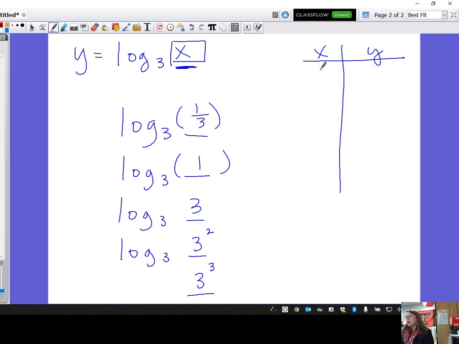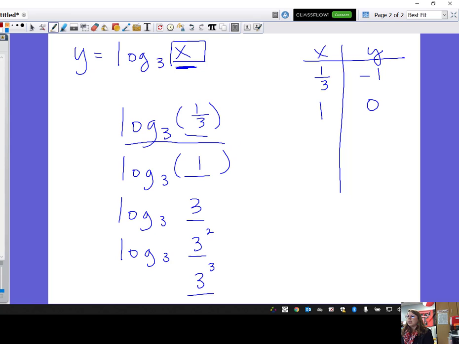So if we plugged in 1/3 here, what's the exponent for this value? So 3 to what power is equal to 1/3? Well, that would be -1. And then 3 to what power is equal to 1? And that would be 0.